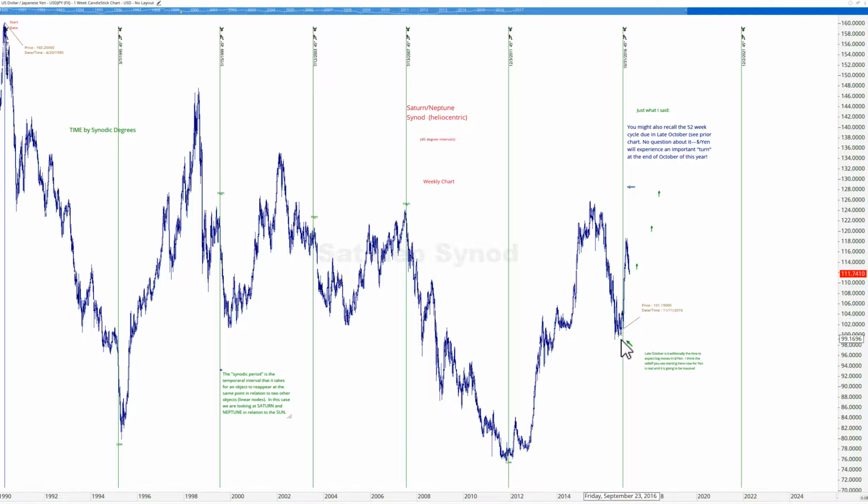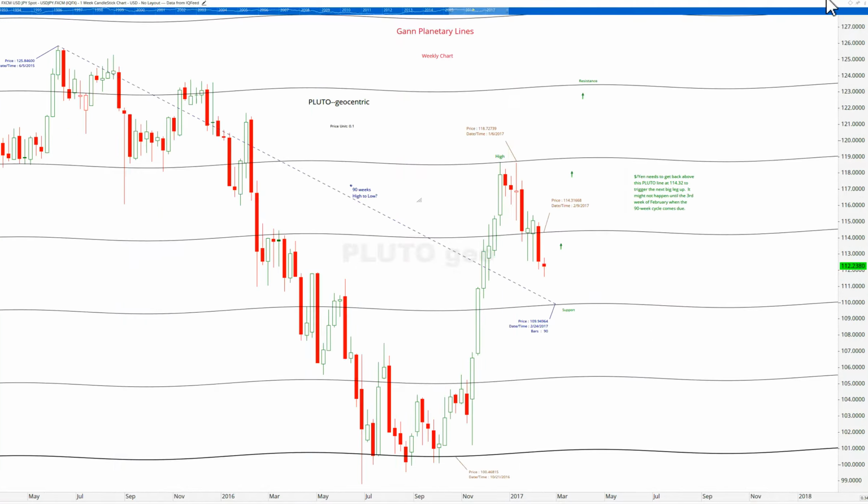So I'm saying you may not understand everything about this particular application, time by synodic degrees, but it's something to pay attention to. I don't care why it works. I'm just saying that there is a relationship between the outer planets, and it seems to catch a lot of turns. Now, if we look at Pluto, it could go down here into the 90-week cycle. Dollar yen could get down to 110 area. It doesn't have to, but that is a possibility.